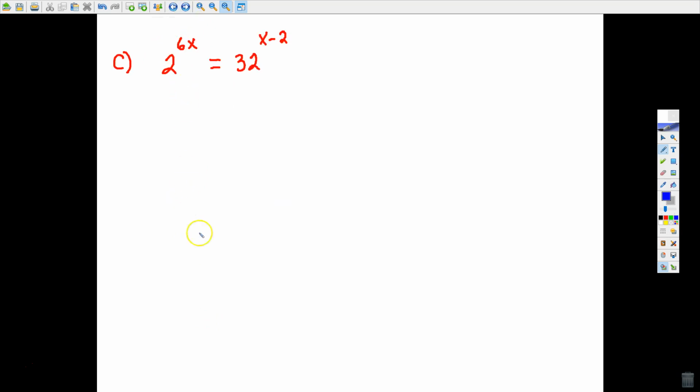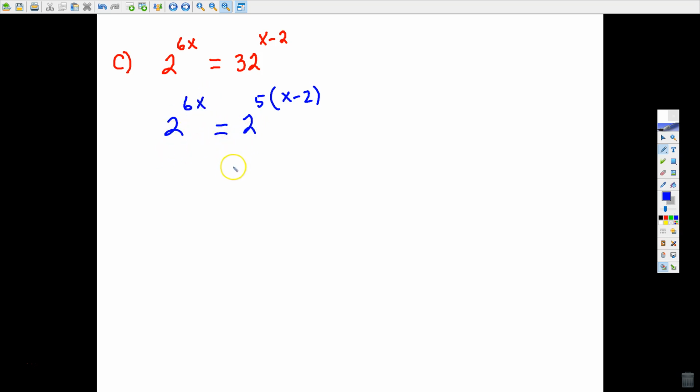All right. Let's try this one. Any volunteers? John. So you're going to rewrite 32 as 2 to the 5th. That's good. And there's already an x minus 2 there. And we will eventually multiply these together. We don't have to do anything to the left side. It's already got a base of 2.